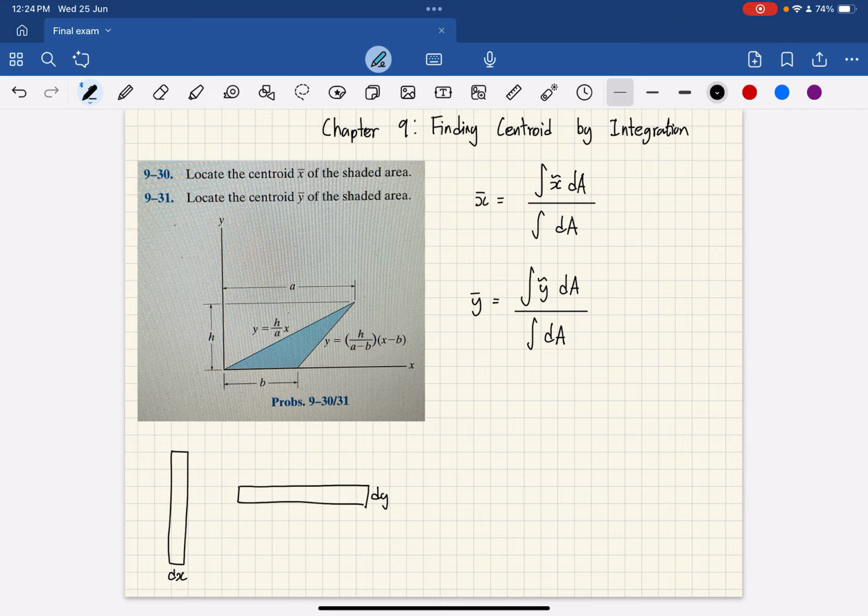Let me show you what it would be like if we were to solve using the vertical element. If I do the vertical element like this, 1, 2, and 3, I think you will notice that it's a bit trickier, because we actually have two parts. This first rectangle is bound by the x-axis and by this graph right here.